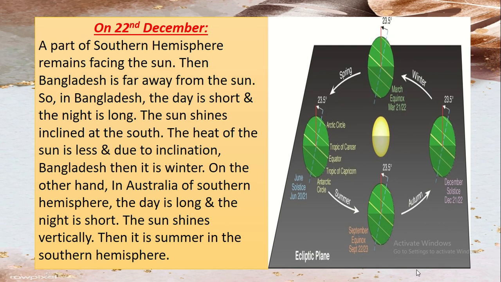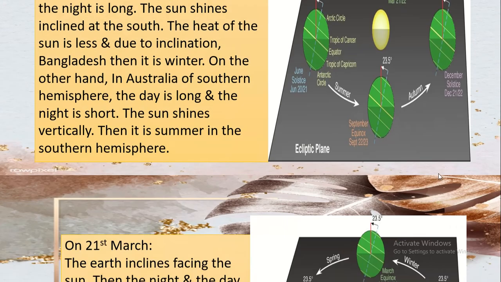That means on the day of 22nd December, as Bangladesh is situated in the northern hemisphere and the northern hemisphere is far away from the sun, the northern hemisphere experiences the winter, whereas the southern hemisphere experiences the summer season. That means in Australia of the southern hemisphere, the day is long and the night is short and the sun shines vertically. Then it is summer in the southern hemisphere.